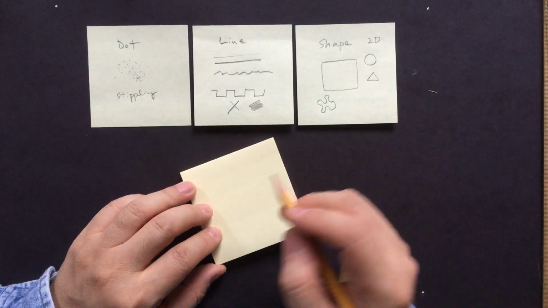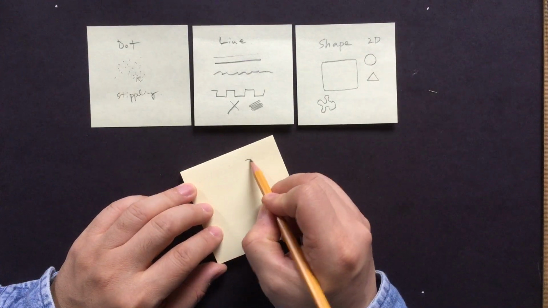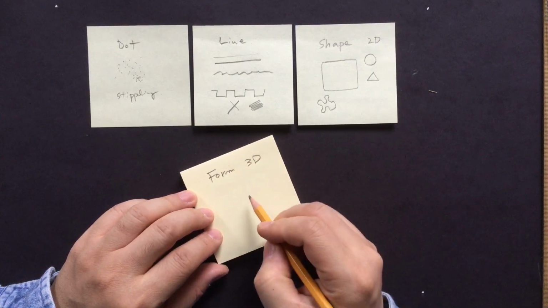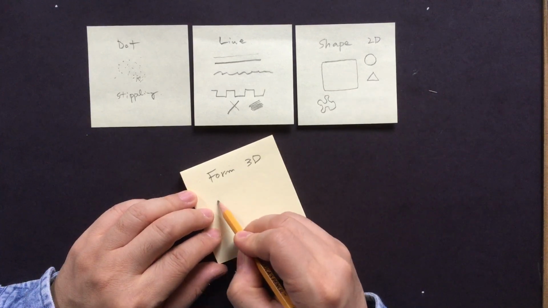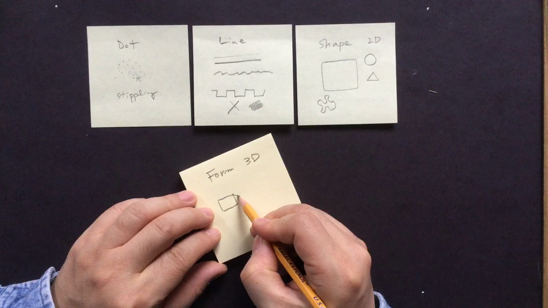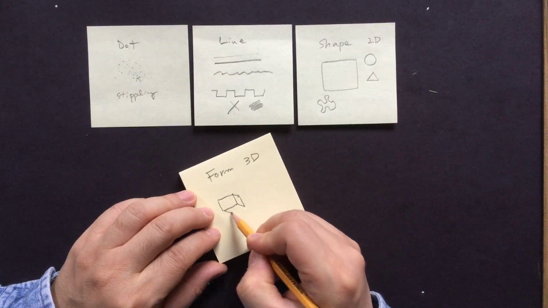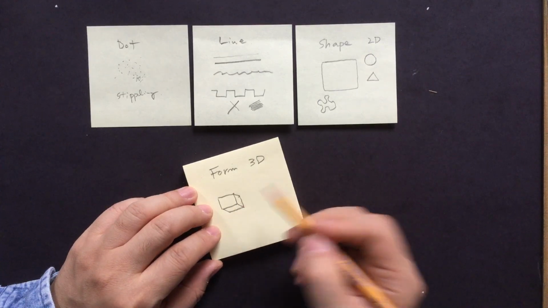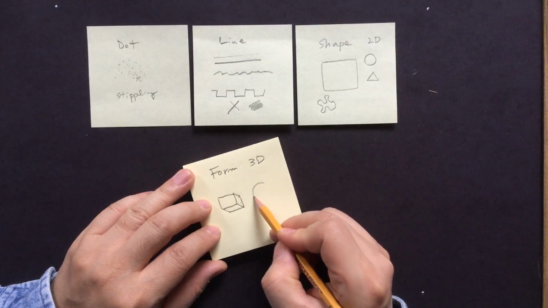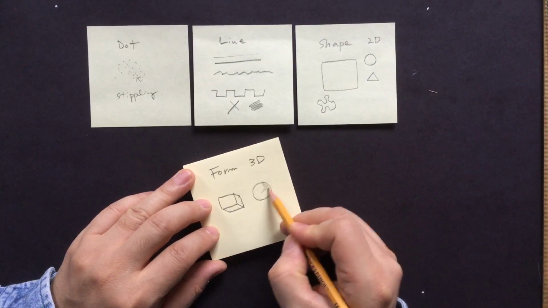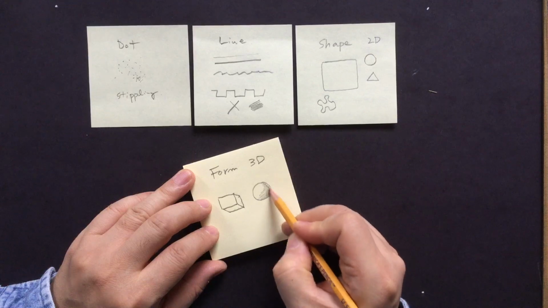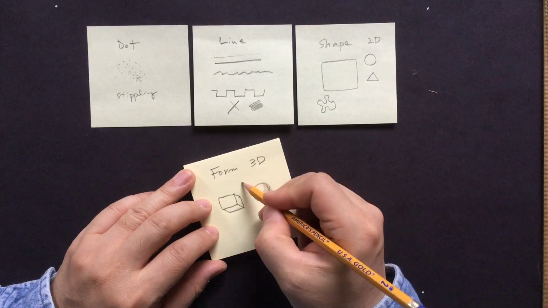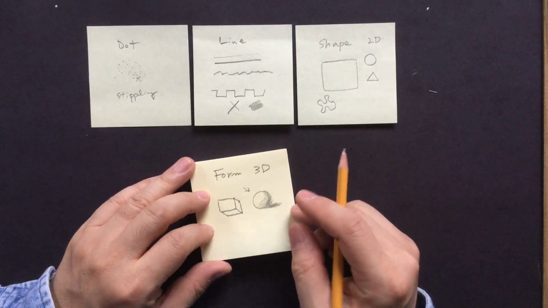Next item: if shape is in 2D, what if someone tries to draw 3D? We call that form. So rather than just the box, what if I decide to add a little bit of dimension to it? We can draw the dimension by adding the side pieces, or you can draw by putting the value and creating the shadow. Light sources here, right?